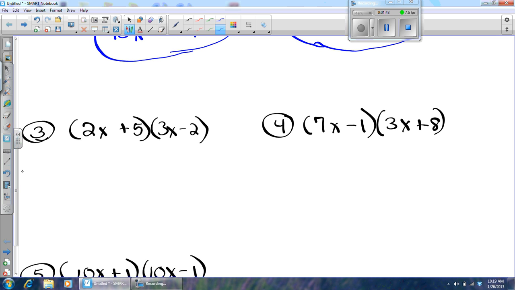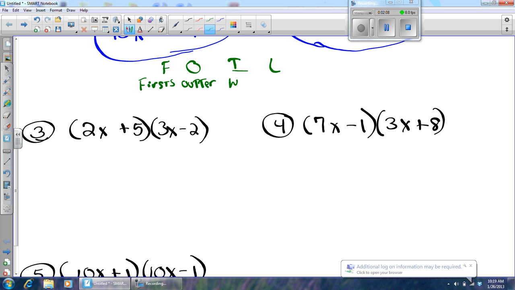Now, for the two binomials, we need that little F word that I mentioned earlier. And the little F word in math is FOIL. FOIL. And FOIL stands for firsts, outer, inner, no, I'm not talking about belly buttons here, and lasts. Lasts. Now, if you look at this problem here, the firsts are the first terms. So this is where you get your F from.